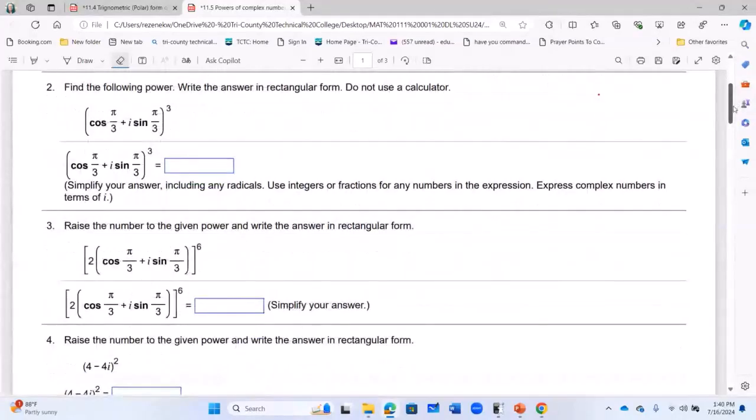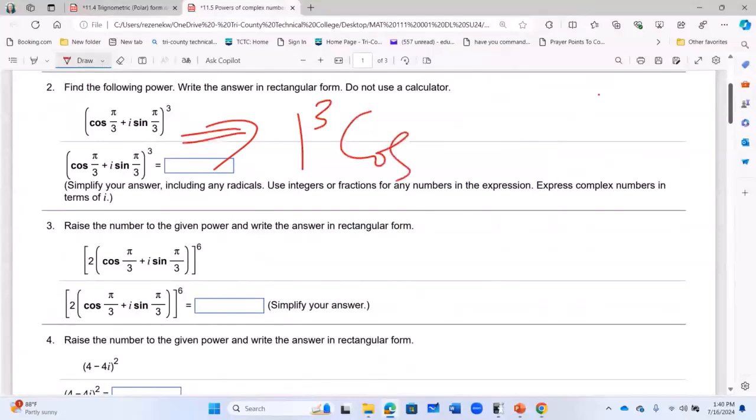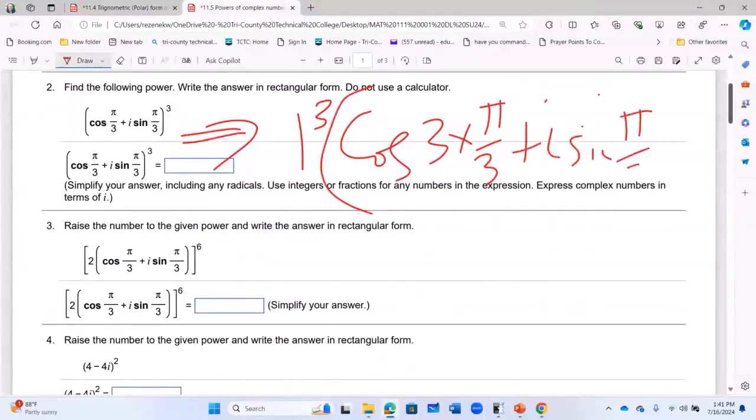Right here it is telling us that r is 1. They didn't give us r, so r is 1. I'm going to rewrite it and make sure that I put 1 there. 1 raised to power 3, cosine of 3 multiplied by that angle, pi over 3, plus i. I'm going to use parentheses here. Sine, multiply that angle pi over 3. Remember, I have to multiply this angle by 3 also. And finish up. 1 raised to power 3 is 1.